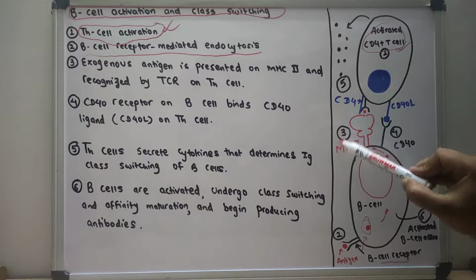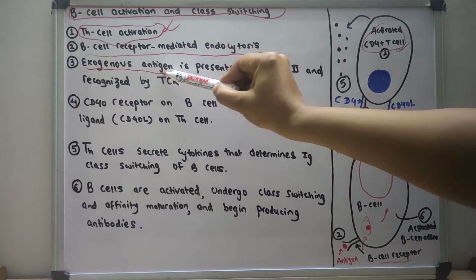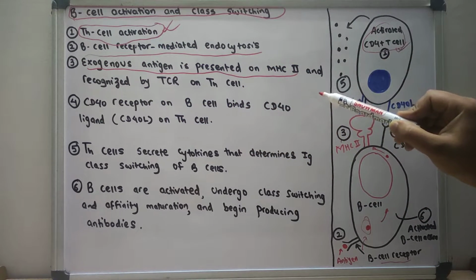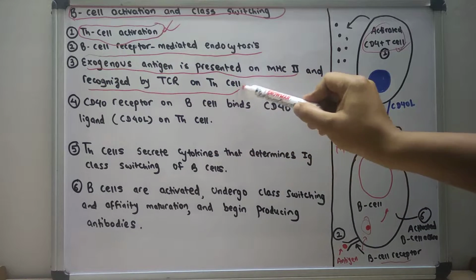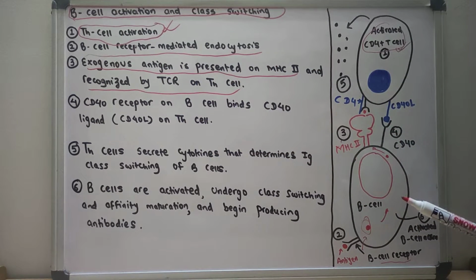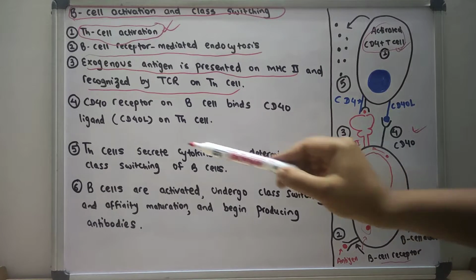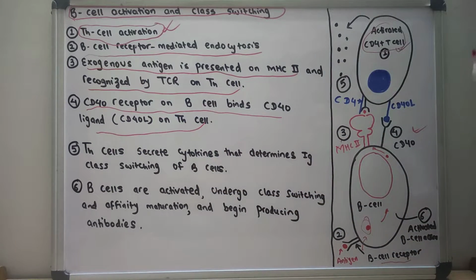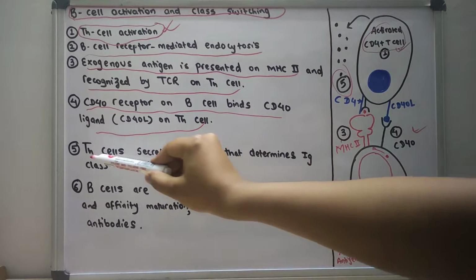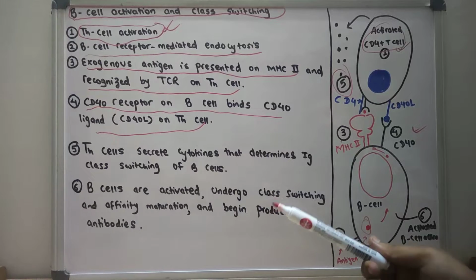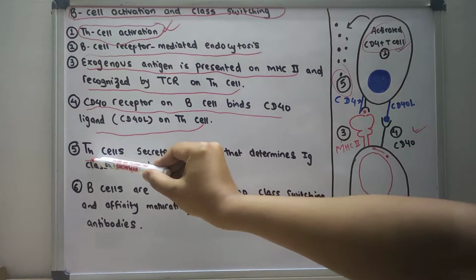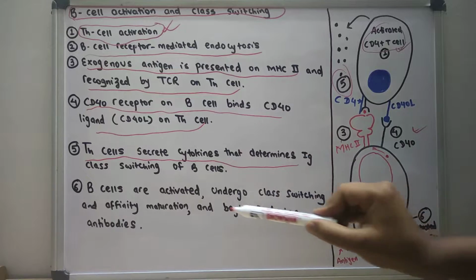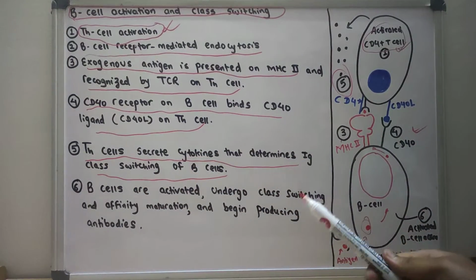In the third step, what happens? The exogenous antigen is presented on the MHC2, and that is recognized by the T cell receptor on the T helper cell. In the fourth step, the CD40 receptor on the B cell binds the CD40 ligand on the T helper cell. In the fifth stage, after the binding of the B cell to the CD40 ligand, the T helper cell secretes the cytokine that determines the immunoglobulin class switching of the B cells.